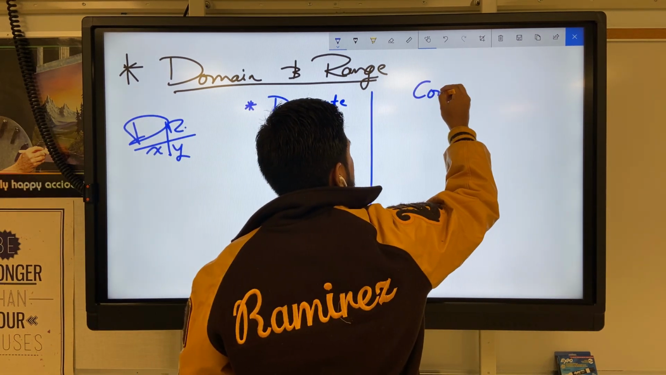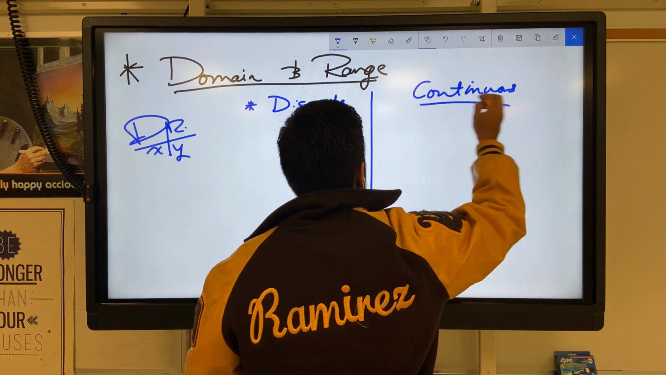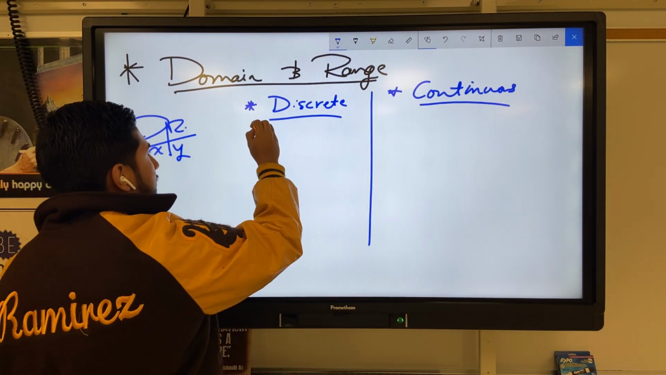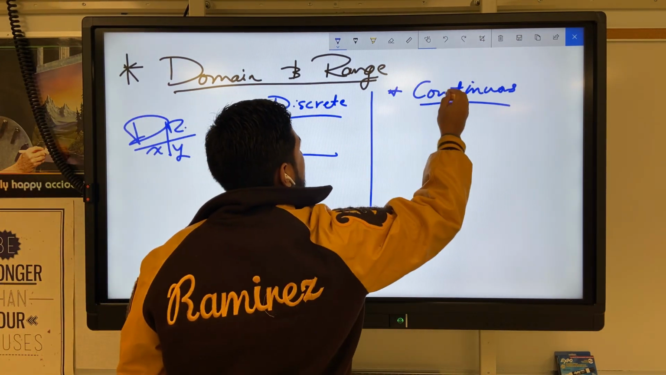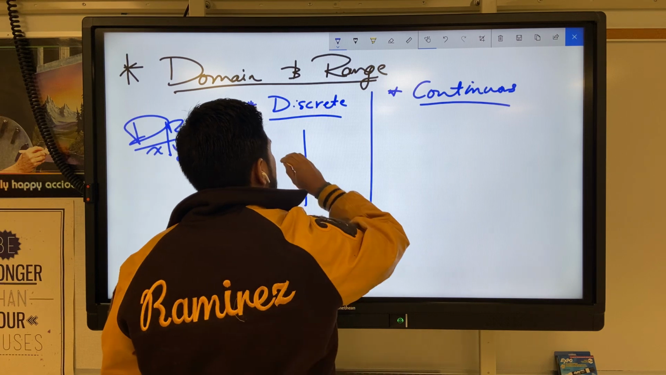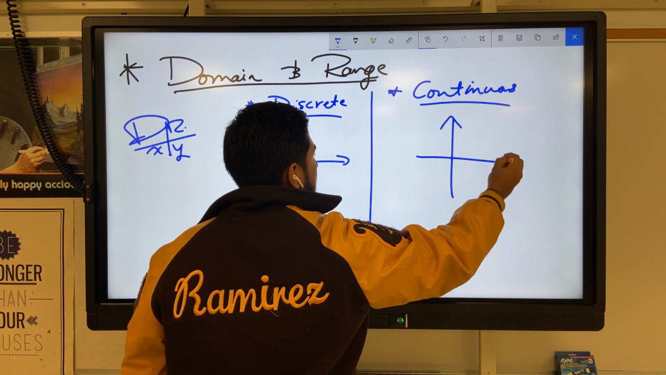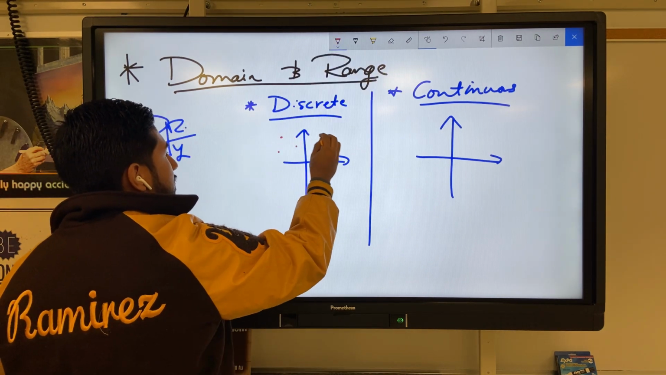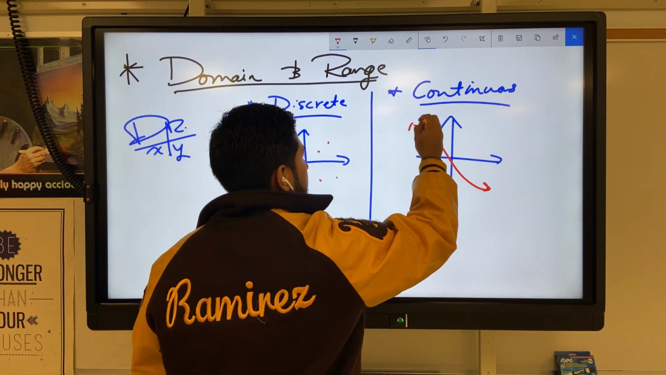and continuous, just like notes. So if you just want to go back and watch the previous videos, do it. So discrete is disconnected. Those are a bunch of points in a graph, so make sure you know. In a graph, a bunch of points all over the place, and then this is connected.